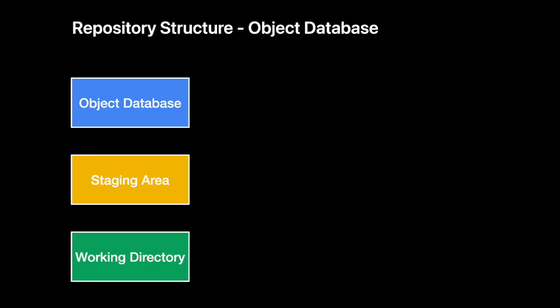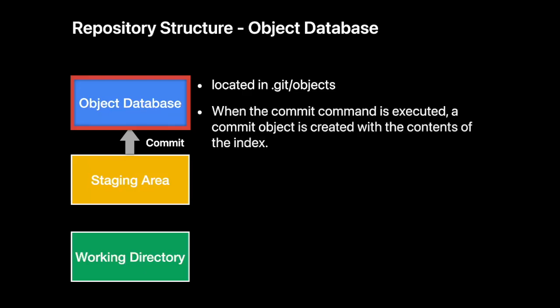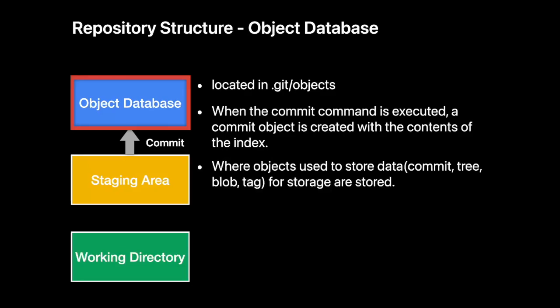Lastly, there is the object database. The object database is located in the objects directory inside the .git directory. When the commit command is executed, the content in the index is turned into a commit object. The 4 types of objects used by Git to store data, commit, tree, blob, and tag, are stored here. We will cover the objects used in Git in more detail in another lecture.